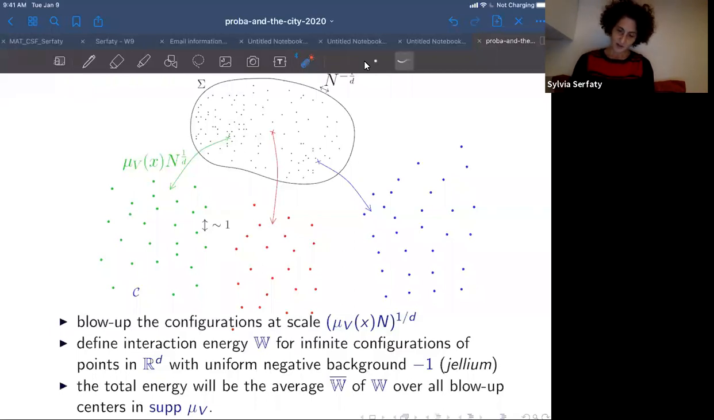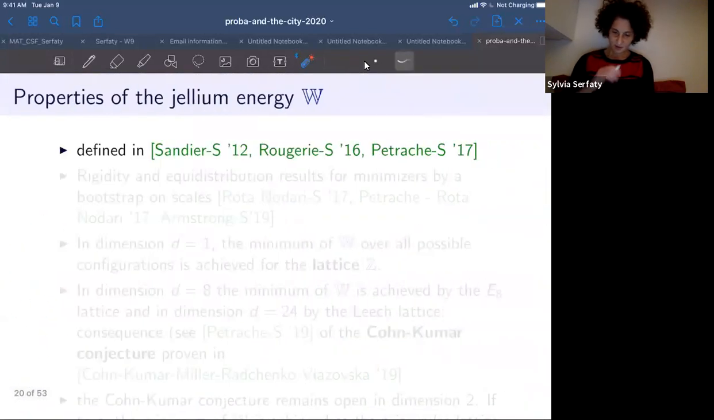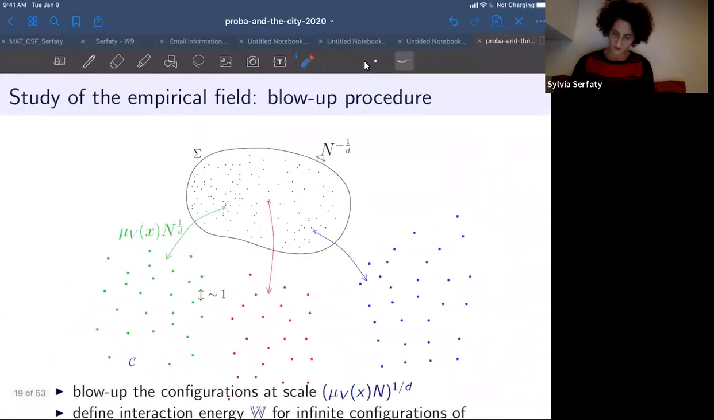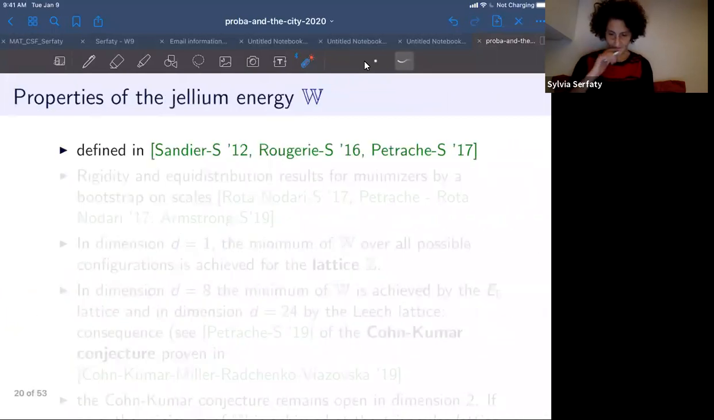Okay, so for each blow-up configuration, I will compute W. Each configuration has its own W, and what you have to do then is average over the blow-up center. So you have to sum basically over all the points where you blow up, and that's W bar. I won't give you a very precise definition, but something will come later. So the result, before giving you the result, let me tell you a little bit about this energy that I haven't defined.